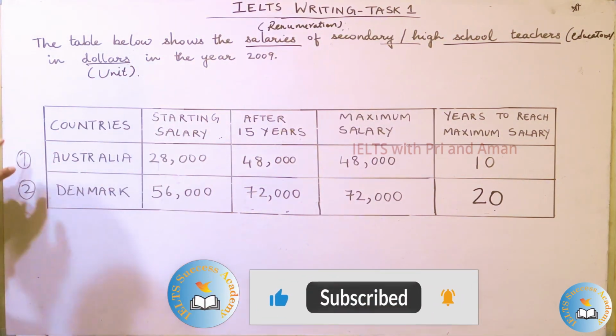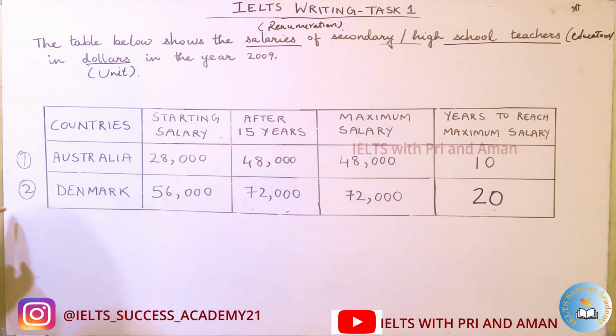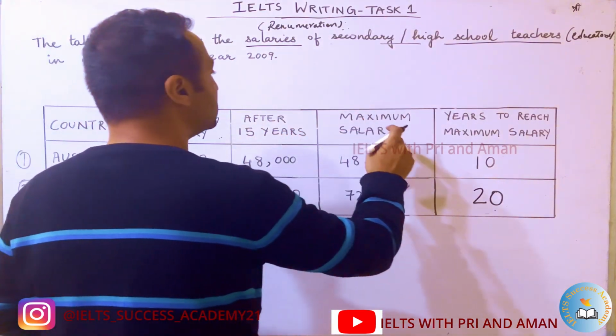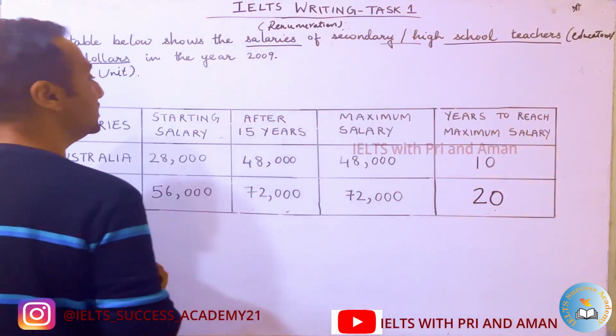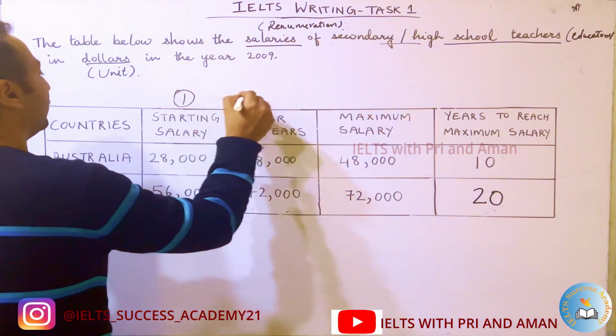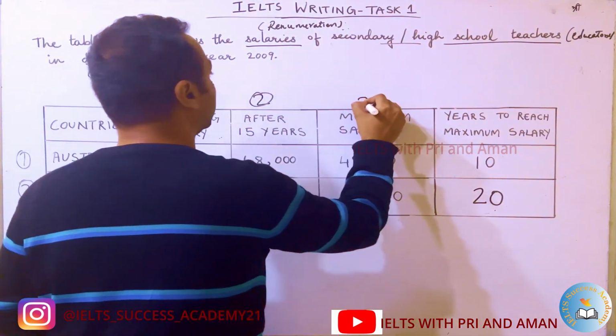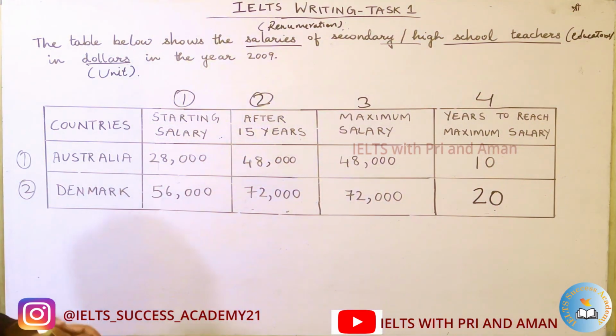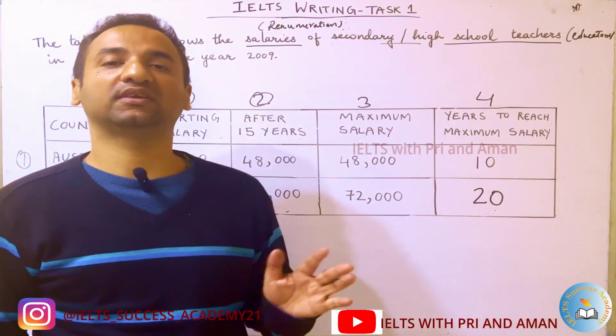Okay, there are two nations, Australia and Denmark, and there are four categories: starting salary after 15 years, maximum years, and years to reach maximum salary. This is category 1, 2, 3, and 4. Okay, so let's begin the tips.